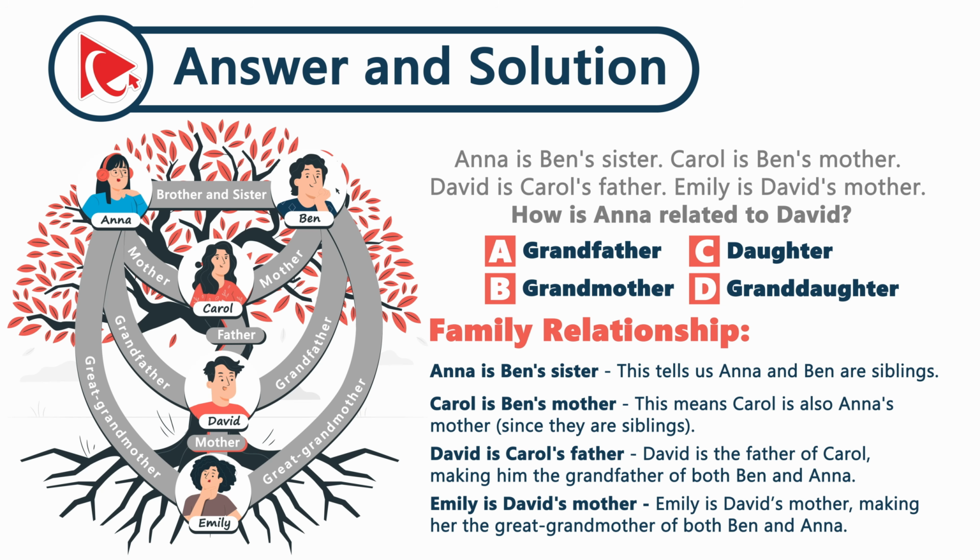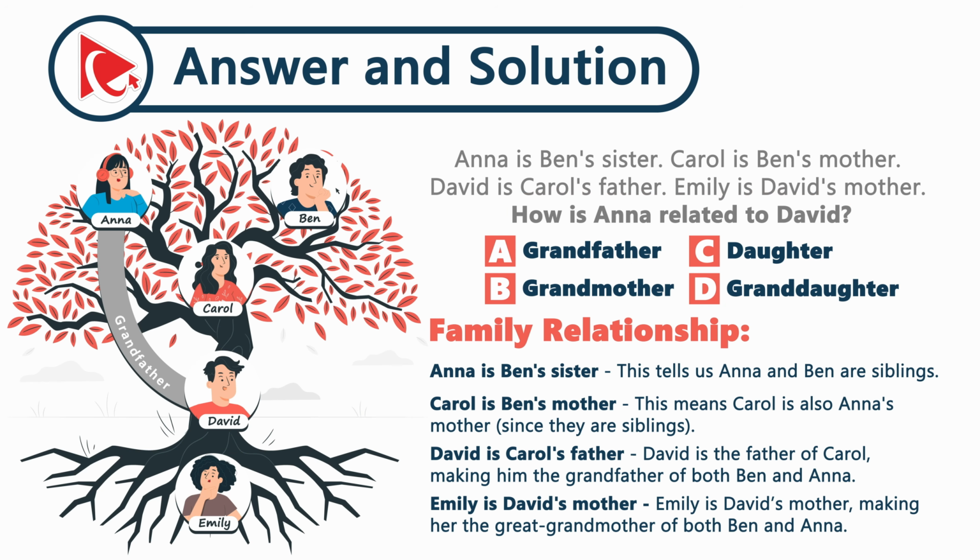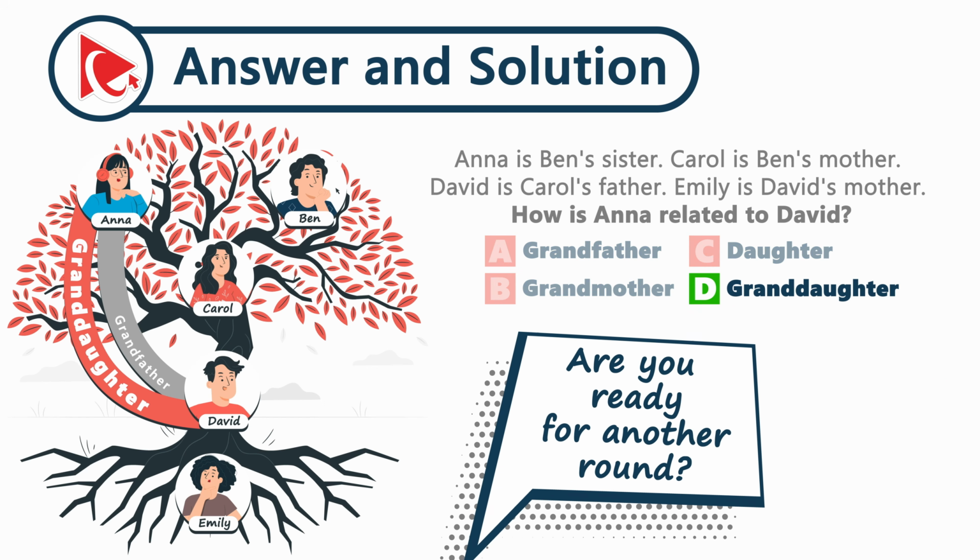You still remember the original question, right? How Anna is related to David. Since David is Anna's grandfather, Anna is the granddaughter of David. So the correct answer here is choice D, granddaughter. But wait, are you ready for another round?